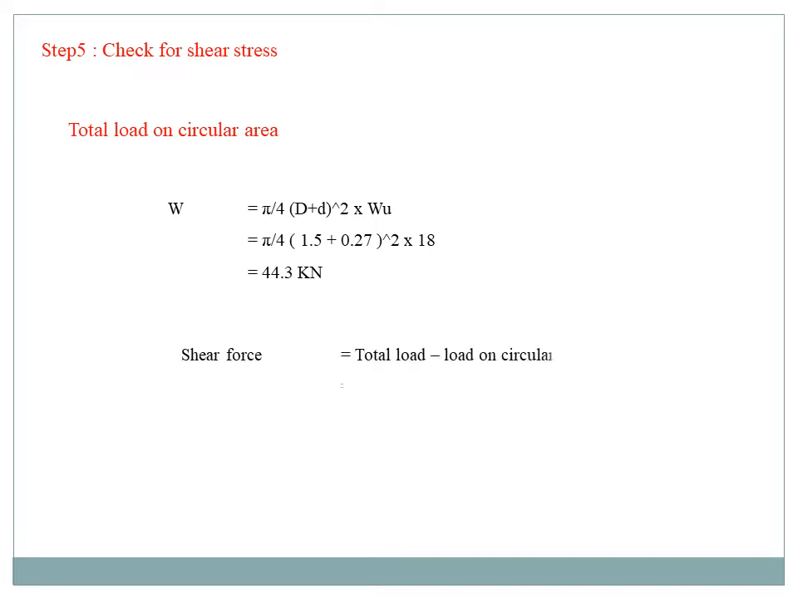The next, shear force is equal to total load minus load on circular area. So this is our formula for finding out the shear force. So total load is the load into span sizes, W into L into L. So this is how we find the total load. Total load is equal to 18, and span length is 6 meter into 6 meter. Then total load on circular area is equal to 44.3, which we found in our previous step. So shear force is equal to 603.7 kilonewton.